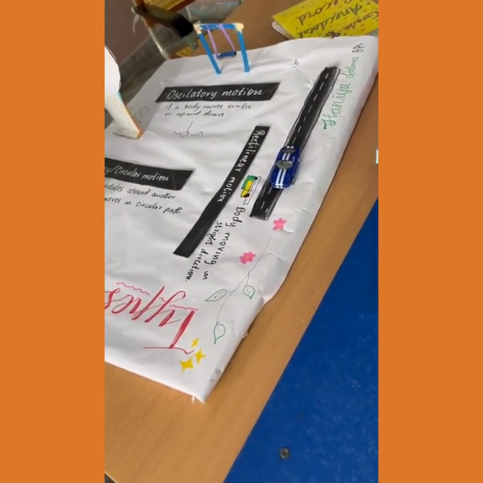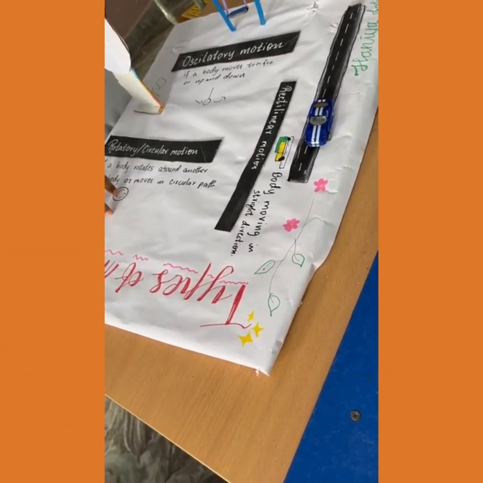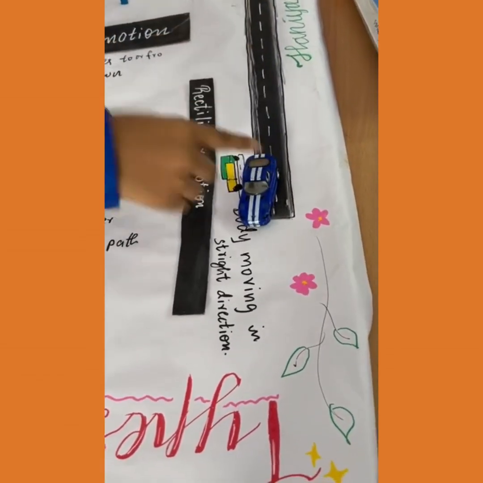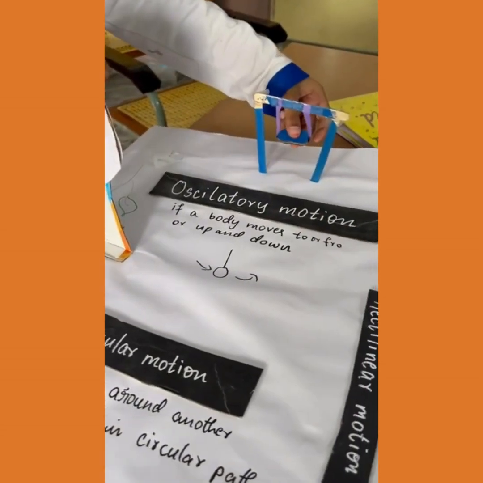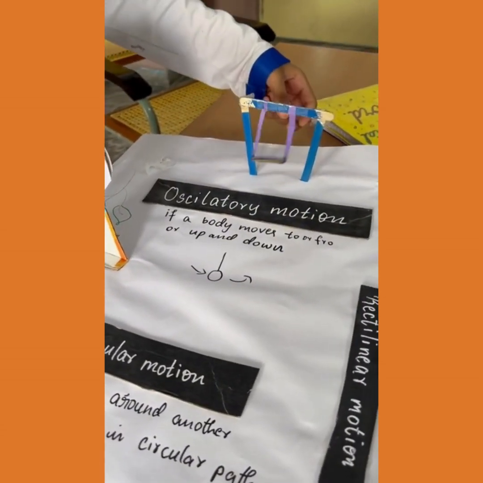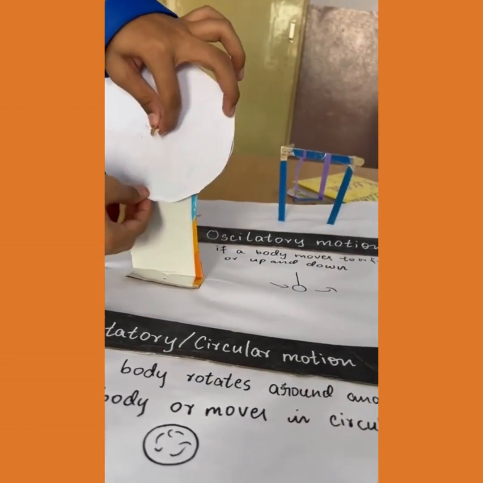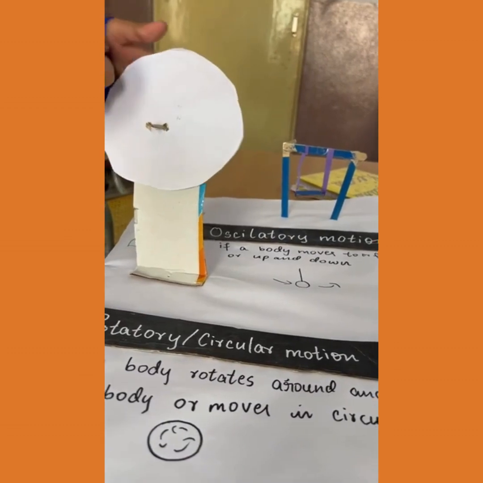I'm Anya Fatima of grade 8 and today I'm going to explain to you types of motion. First is rectilinear motion. A motion when a body is moving in a straight line or a straight direction. Second is oscillatory motion, like a pendulum, when an object moves to and fro. Next is rotatory motion. When a body rotates around another body or moves in a circular path.